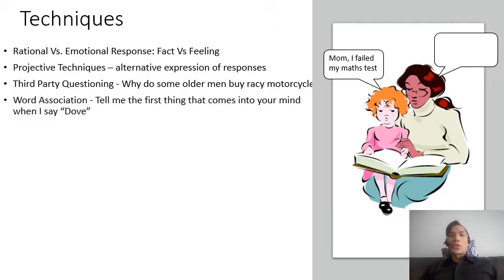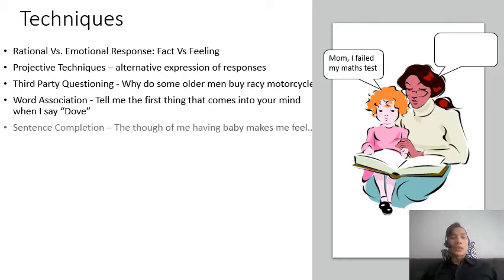You can also use word association, asking them to tell you the first thing that comes to mind when you say the word Dove, or a brand, or any certain other product features. You can ask them to complete a sentence, whereby you can ask them, the thought of me having a baby makes me feel.